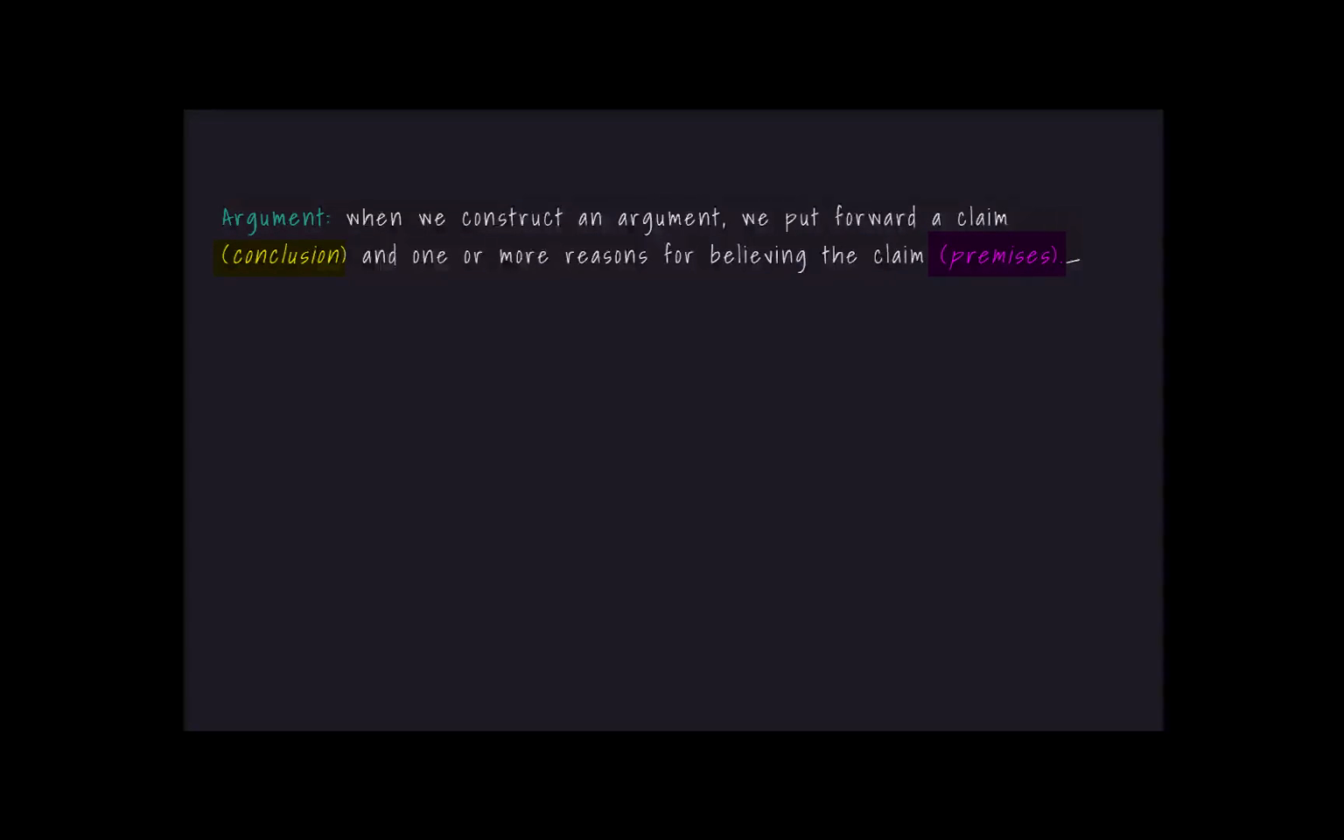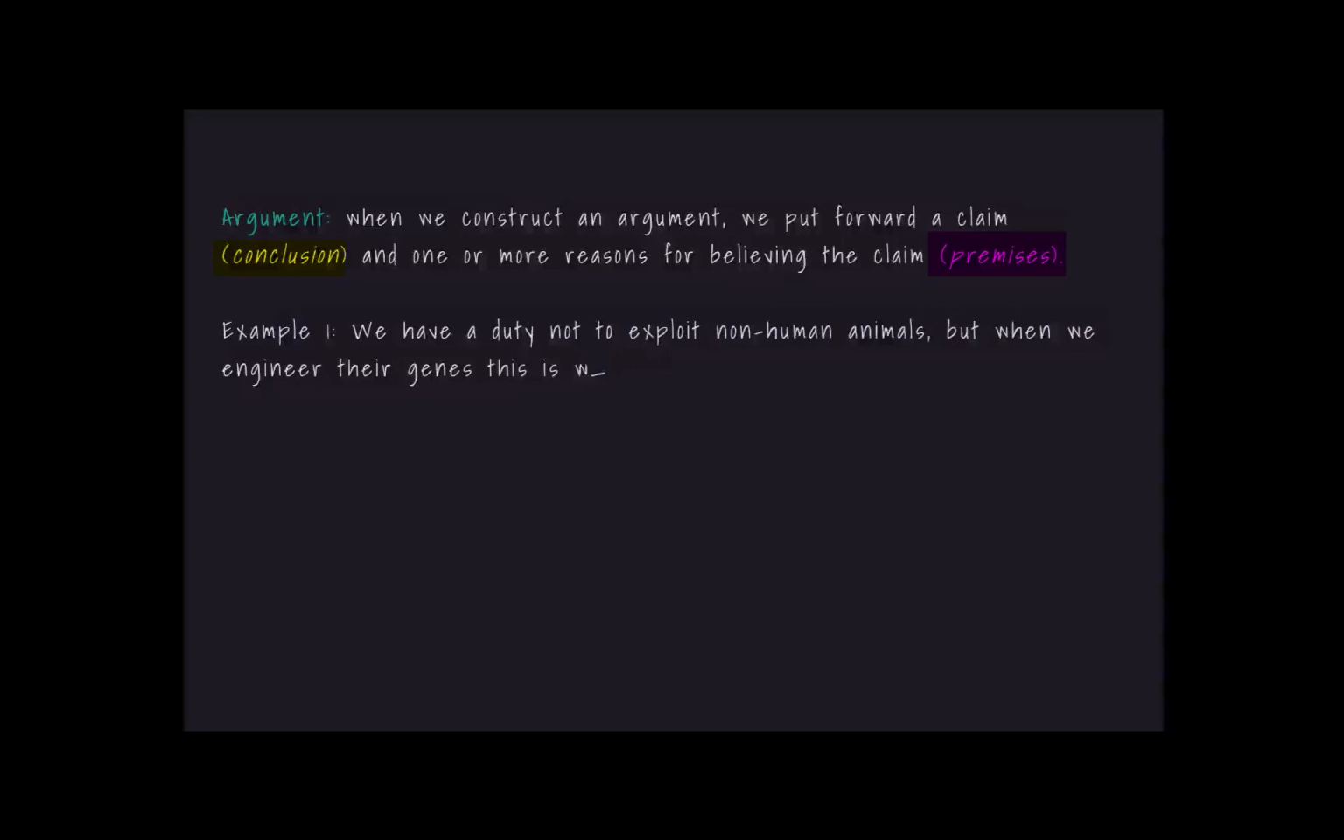Let's take an example. We have a duty not to exploit non-human animals, but when we engineer their genes, this isn't what we are doing. Therefore, we shouldn't genetically engineer non-human animals.